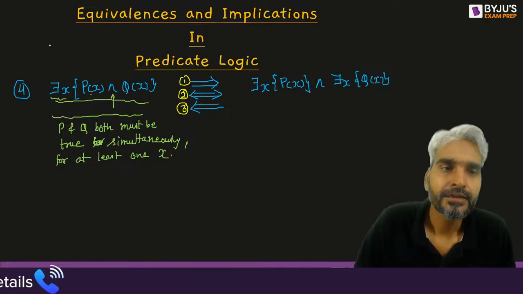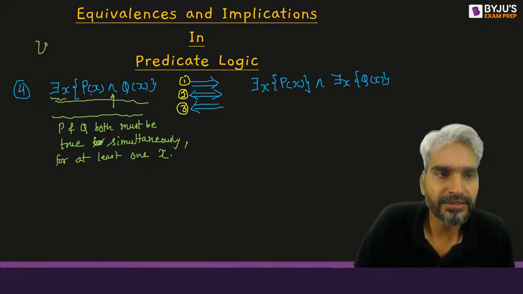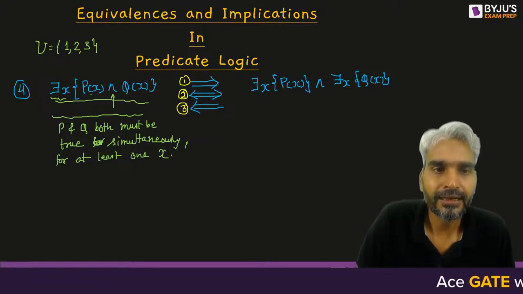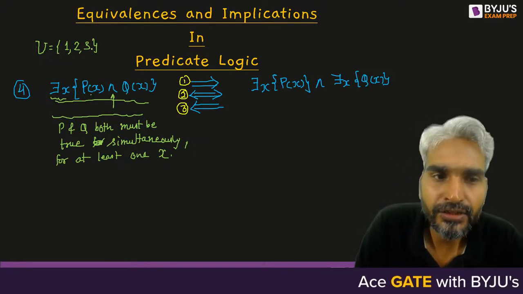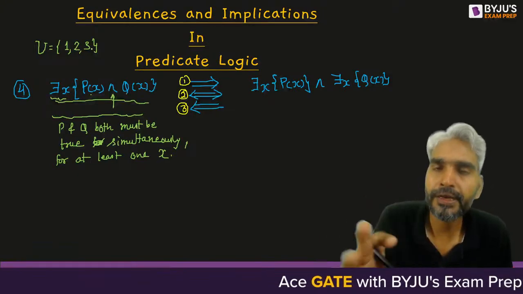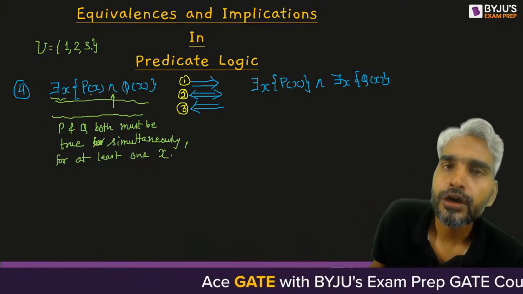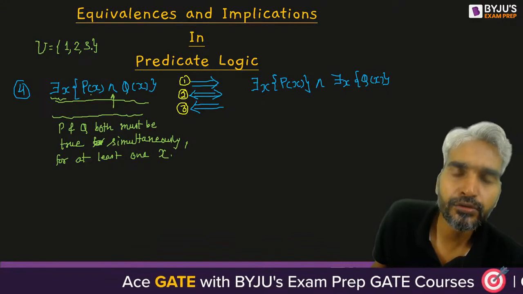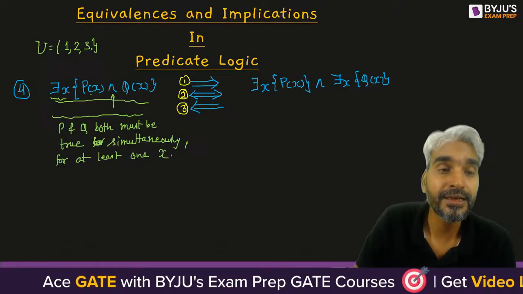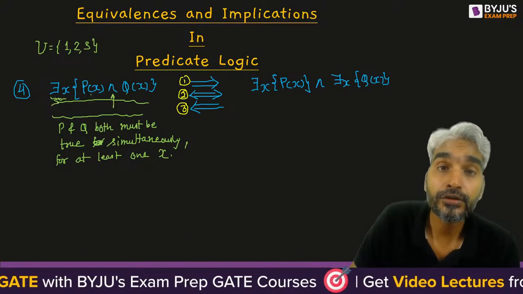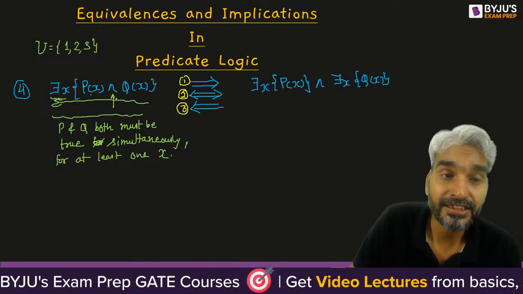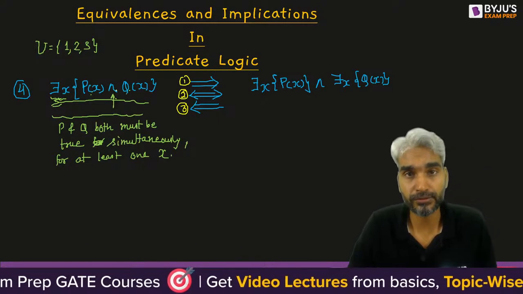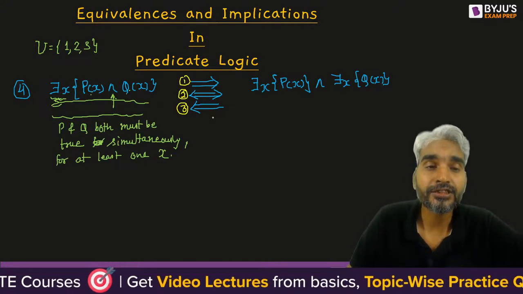Getting the idea? So, if you have the universe as 1, 2, 3, then either P1 and Q1 should be true, or P2 and Q2 should be true, or P3 and Q3 should be true. Then only this there exists can return true, that for at least one x the conjunction of P and Q must be true. Right?